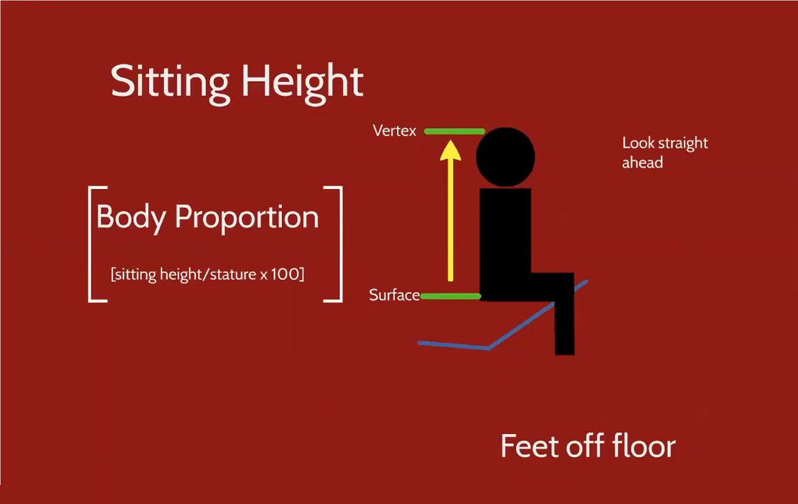Another proportion we can use is sitting height, and that really tells us the ratio of trunk length to leg length. By giving yourself a ratio of the sitting height to the stature measurement, that tells you what percentage that is, and so you can look at averages with that as well.